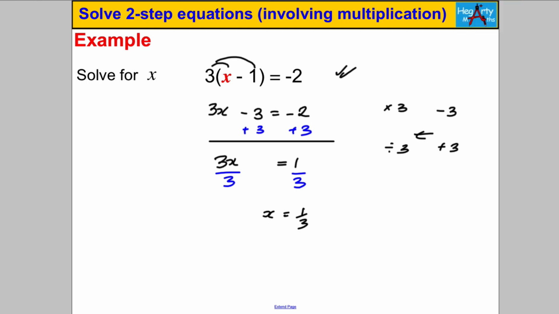So that's it for this video. Just a couple of things to end with. Make sure your equals are always in line. At the end, when you get an answer, substitute it back into the original in order to check you actually got the correct answer. And sometimes when I see brackets in there, I just multiply it out. I find it easier to do that.